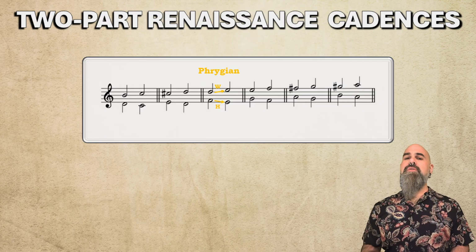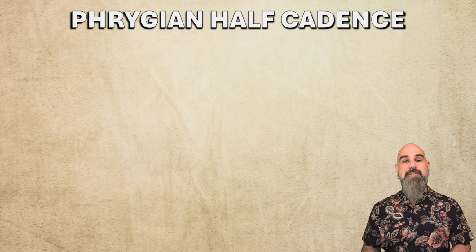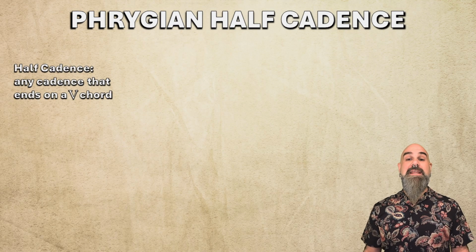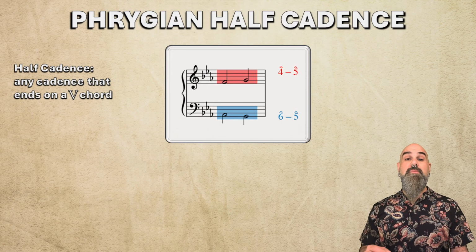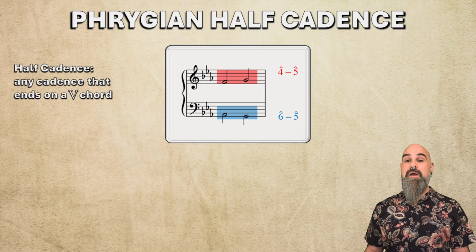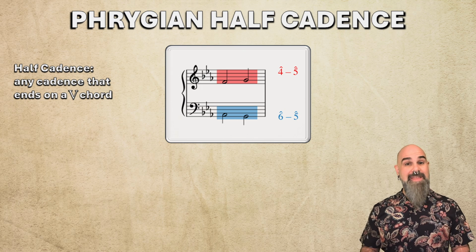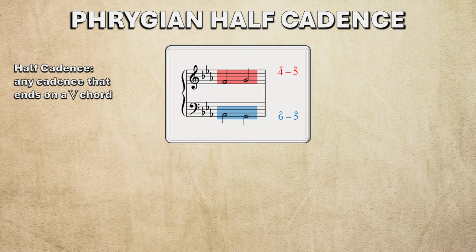Okay, so now we know where the Phrygian cadence comes from and why it's so different. Let's put that into action with real voice leading into the Phrygian half cadence. A half cadence is any cadence that ends on a 5 chord, so our 2 outer voices are going to move by step to scale degree 5 instead of 1. The bass approaches 5 from 6, which is a half step, and the soprano approaches 5 from 4, which is a whole step. That's the classic Phrygian move.